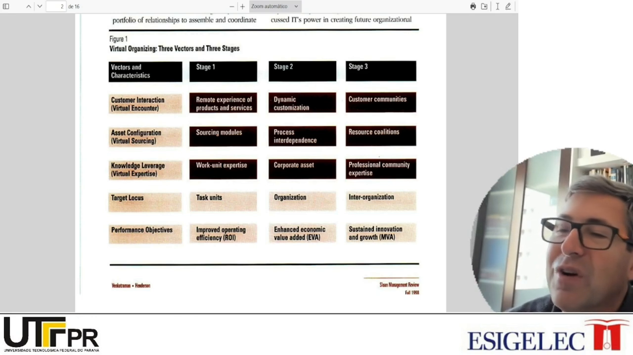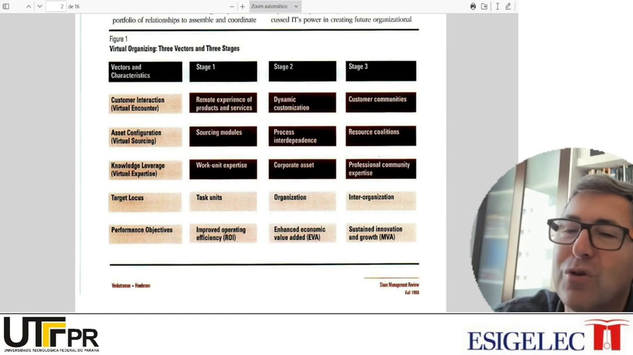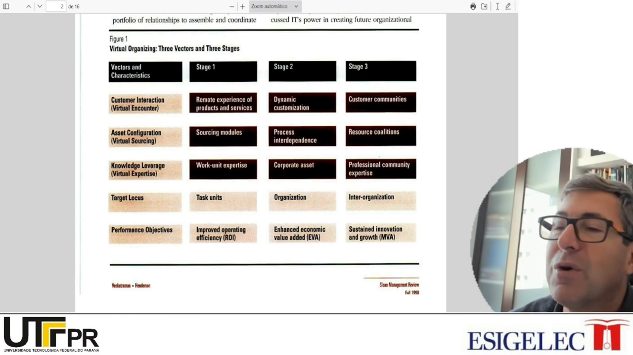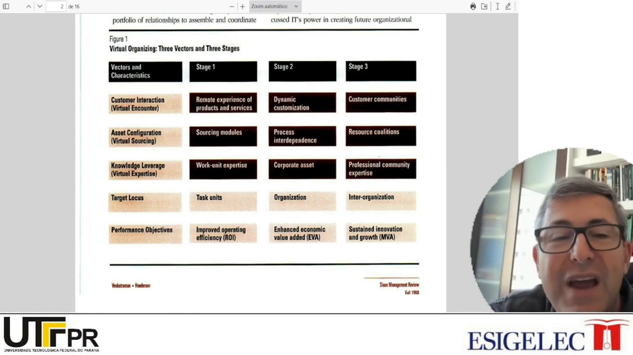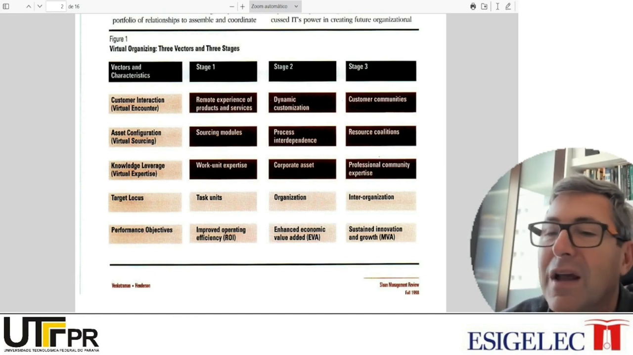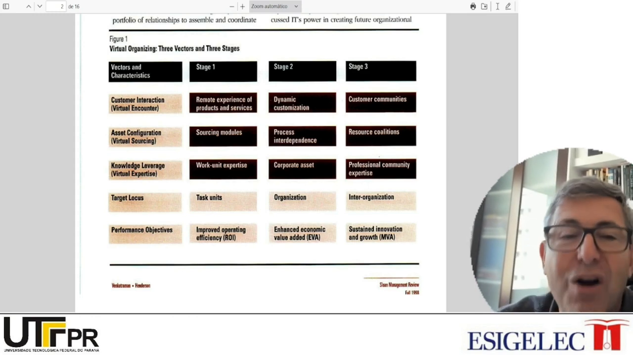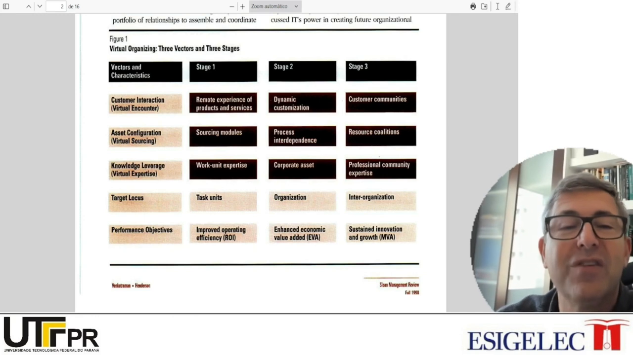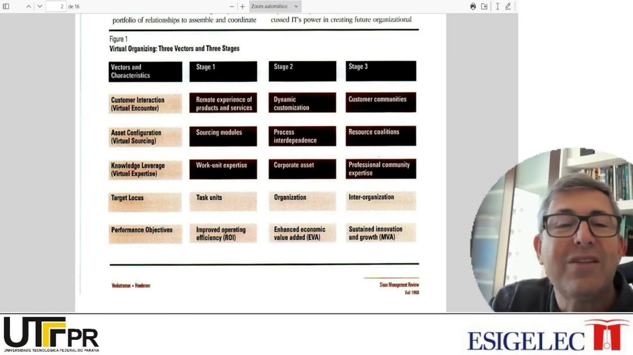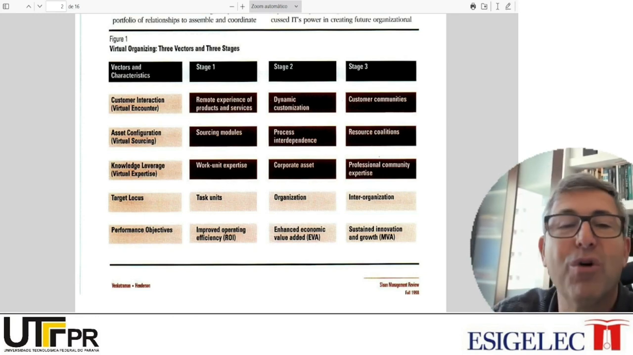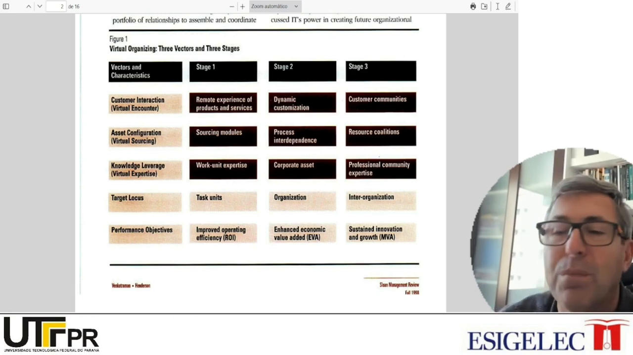So notice that dynamic customization is a way of providing a product to the customer, but at the same time it's a way of getting information for the company. The customer communities are a way of getting information for the company. With process interdependence and resource collision, of course, you're trying to improve efficiency, but at the same time you're collecting information from those suppliers and understanding your own product better.